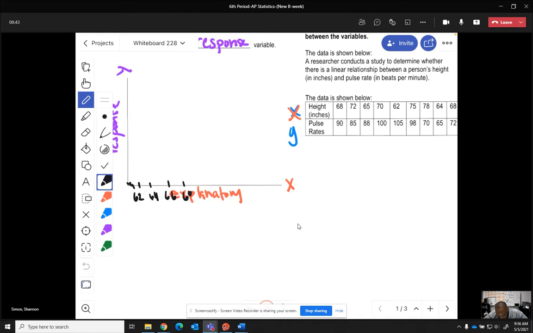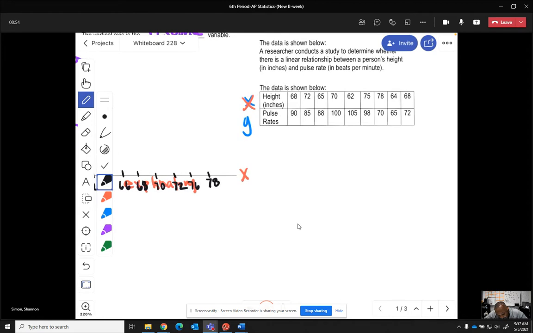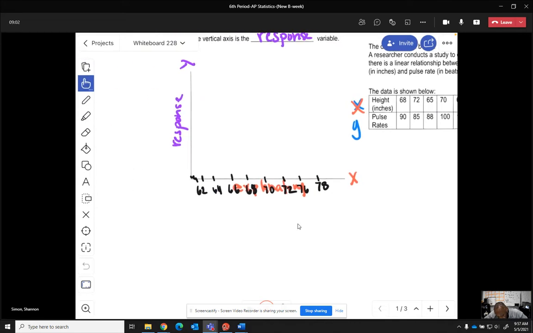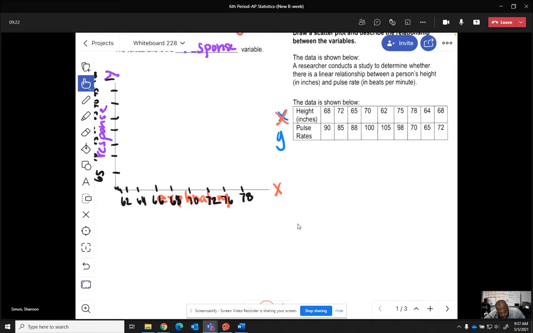66, 68, 70, 72, 76, and 78. Then our pulse goes from 65 to about 100. Again, because we're breaking the graph, we'll start this at 65 and count by 5. So we'll plot these points now.